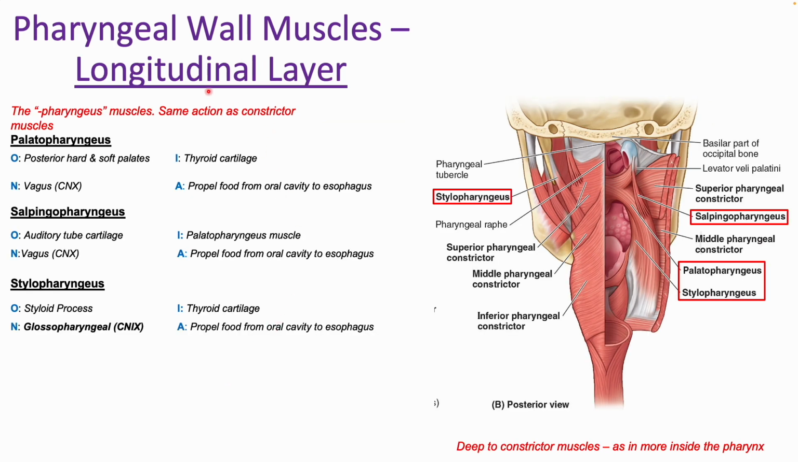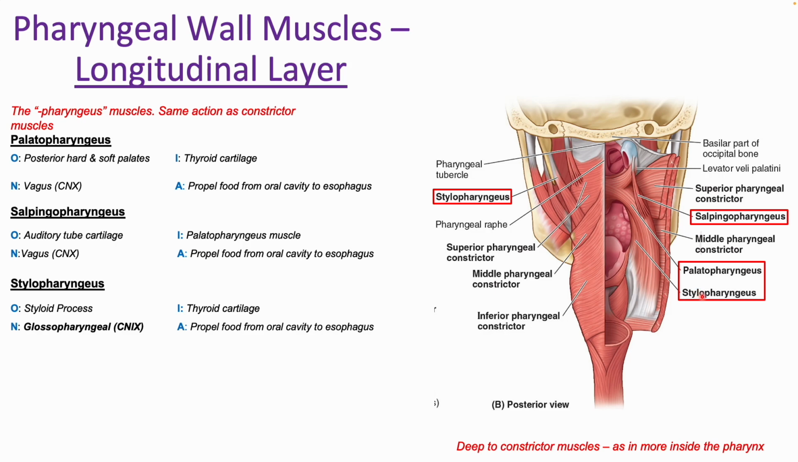Our next layer is going to be the longitudinal layer of muscles. All of these muscles are going to end with pharyngeus, and so they're going to have essentially the same action as all of the constrictor muscles. They're going to help propel food from the oral cavity down to the esophagus. We're going to have three: the palatopharyngeus, the salpingopharyngeus, and the stylopharyngeus. And you can see those here.